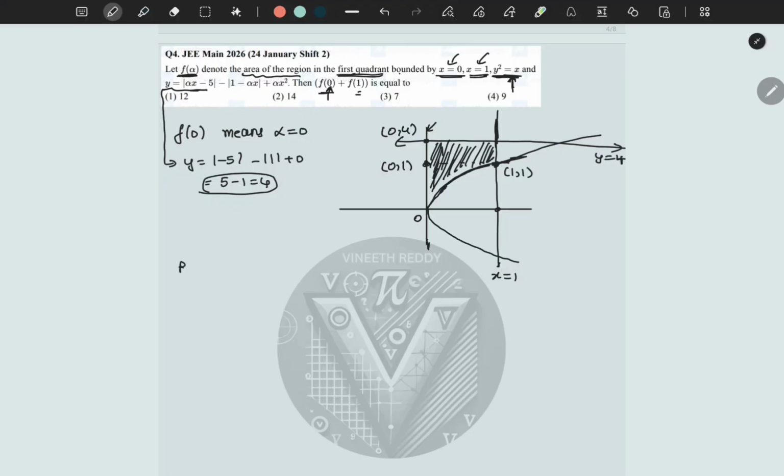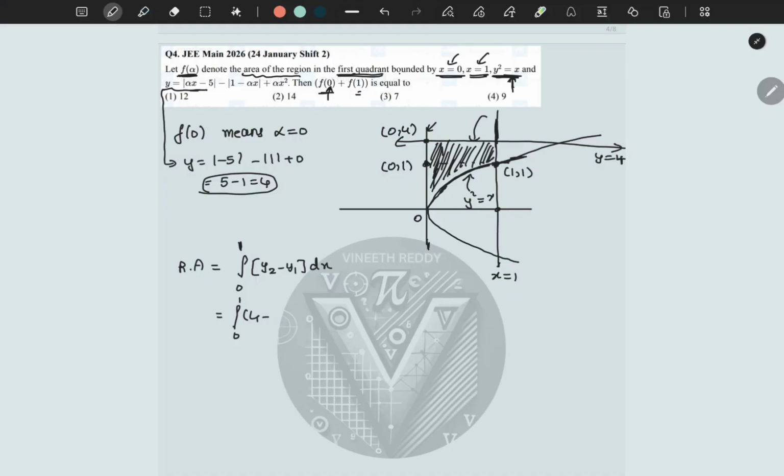So the required area of the shaded region will be the integral from 0 to 1 of upper curve minus lower curve. This is the upper curve and this is the lower curve. So we are writing it in terms of y2 minus y1 into dx. So the upper curve is y equals to 4. Instead of y2 we can write 4, and the lower curve is y1.